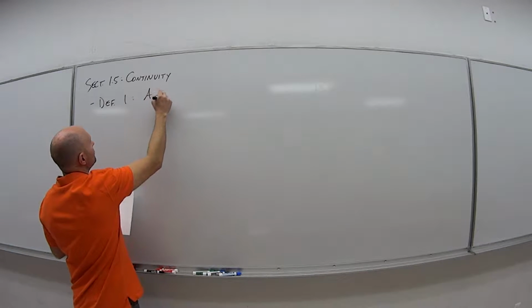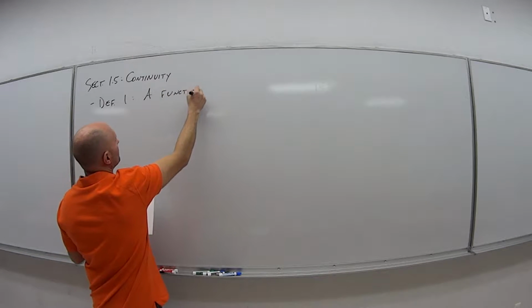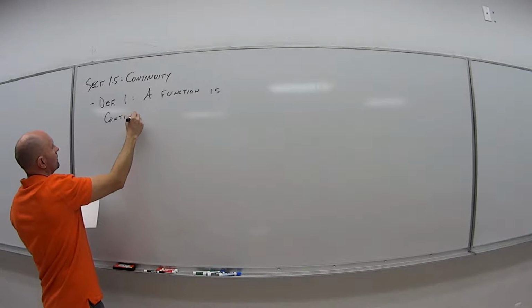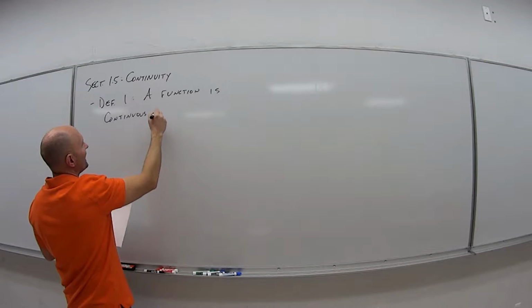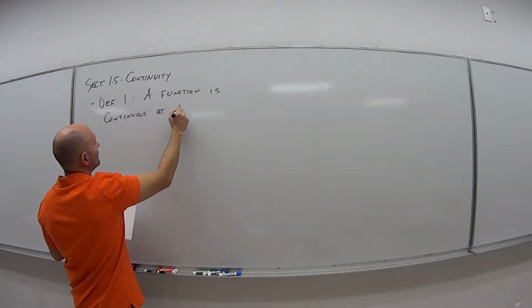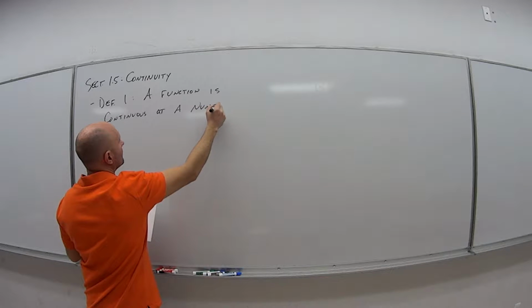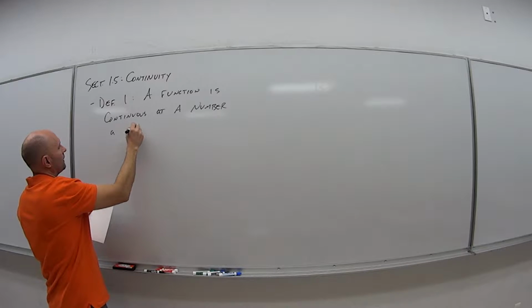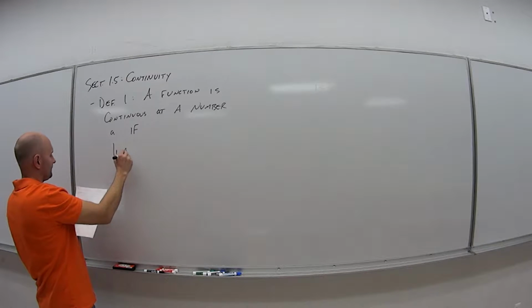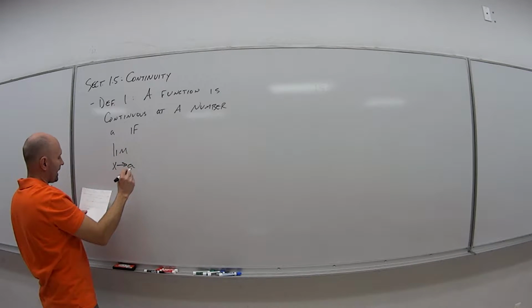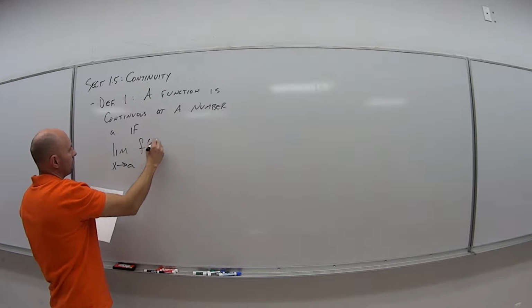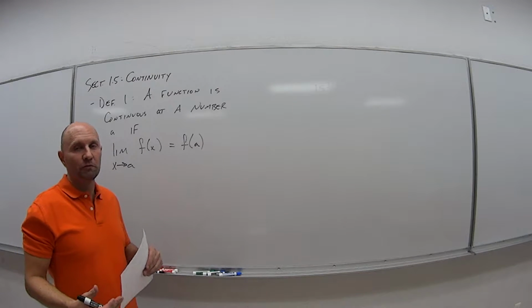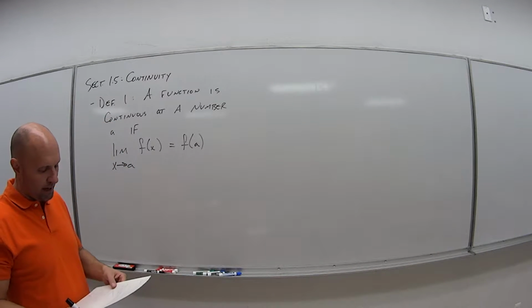We say that a function is continuous at a number a if we have the following condition. If the limit as x approaches a of the function is equal to the value of the function at that number a.